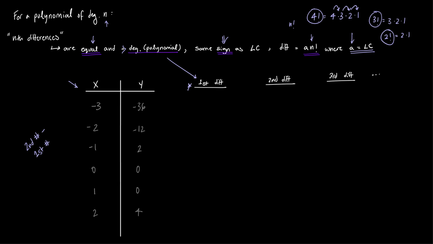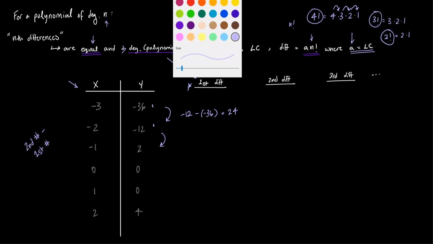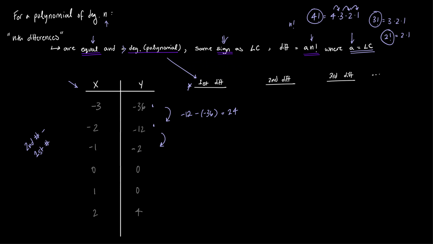So for example, our first difference is here, this jump from this term to this term. We're going to do negative 12 minus negative 36, and that's going to get us 24. So the first difference for this jump is 24. Now we're going to do the next jump. So on the next jump, oh, sorry, this should actually be a negative 2. That's my mistake. But on this jump, we're going to have negative 2 minus negative 12, which is going to get us positive 10.